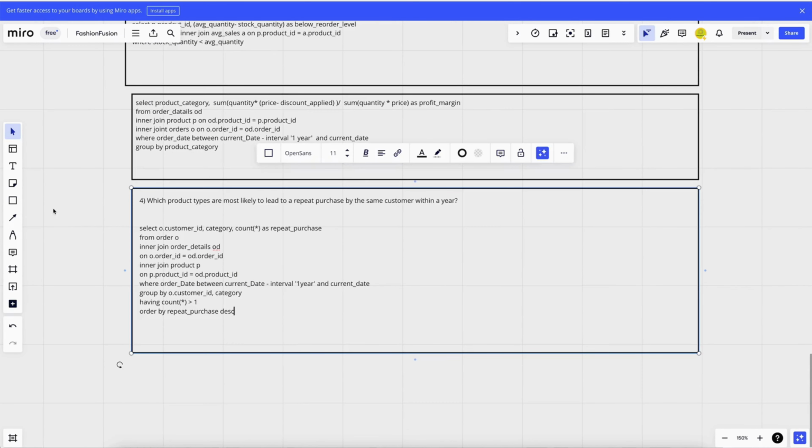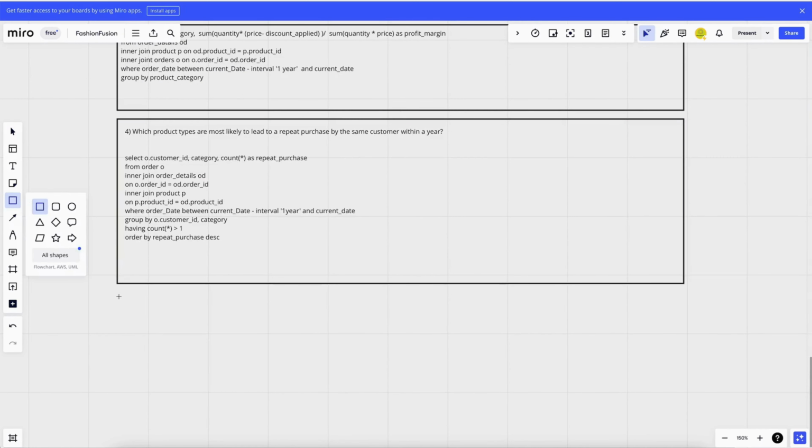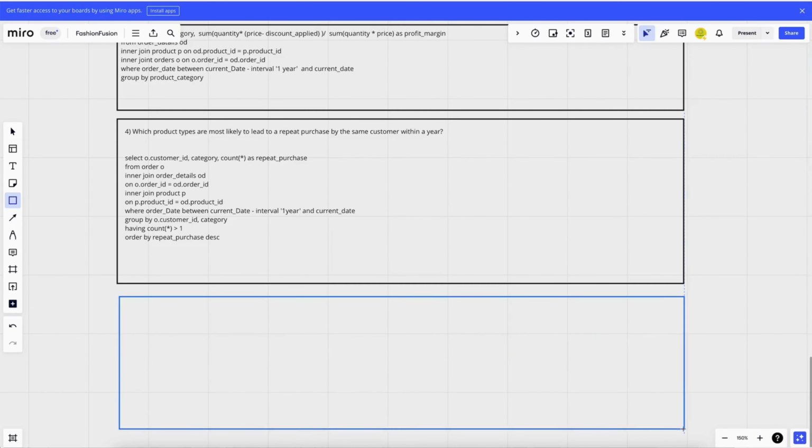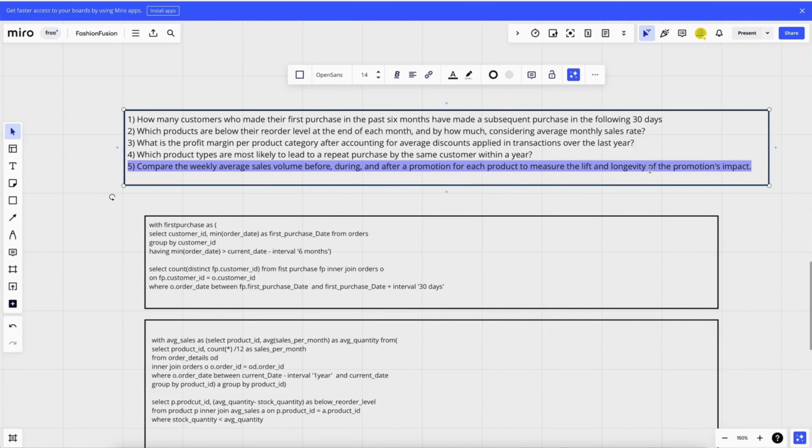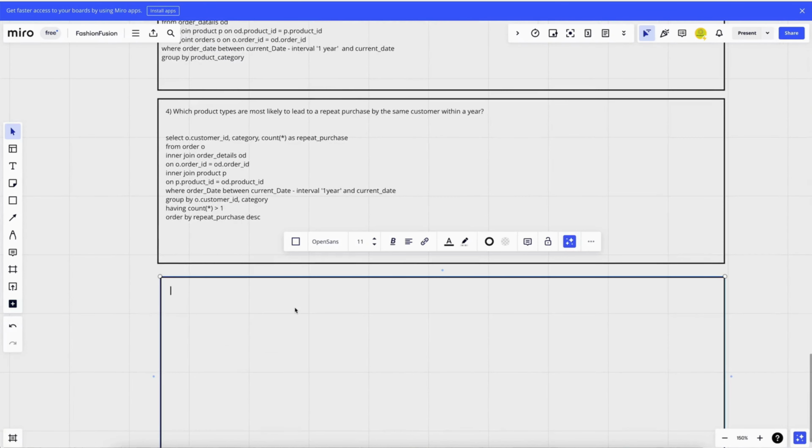Let's look into the last SQL query. I'll copy this one. Compare the weekly average sales volume before, during, and after a promotion for each product to measure the lift and longevity of the promotion's impact. So we need to find out how the sales were before the promotion, during the promotion, and after the promotion.